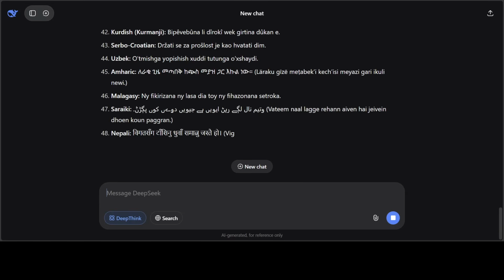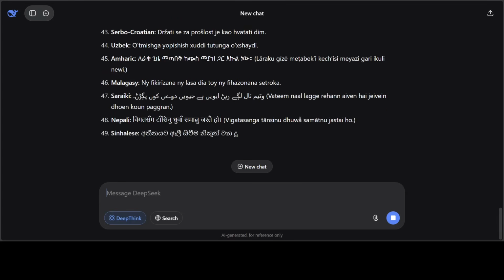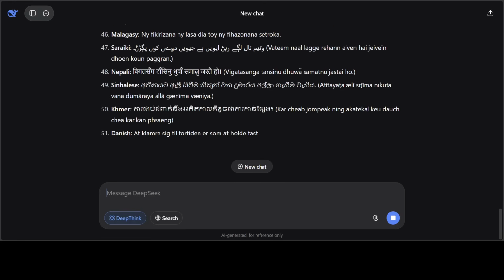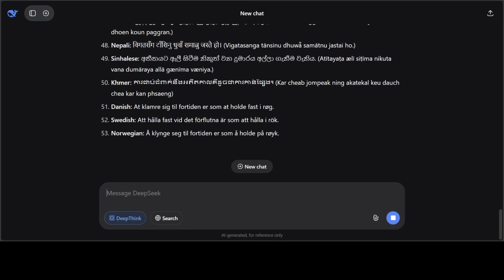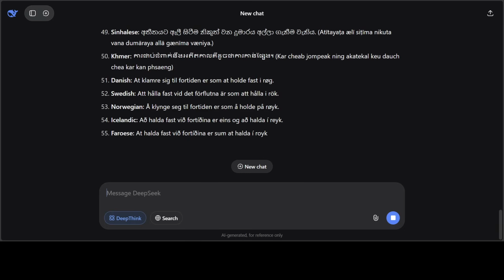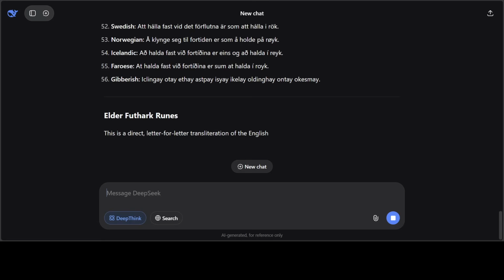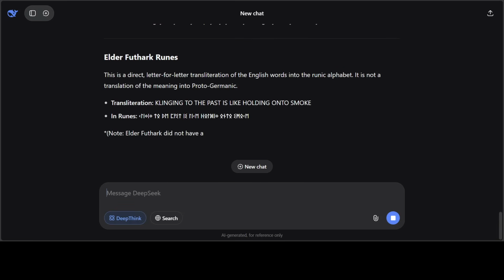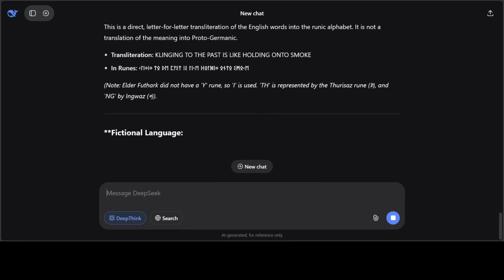There you go, Saraiki. I think it looks good. So please check your language and let me know what you think about it. I think we are almost there. All the languages are almost done. And the Scandinavian languages are there. And Gibberish. Look at the Gibberish. And then it is talking about the runic script, which is not the actual script, but still it is doing some sort of translation there.